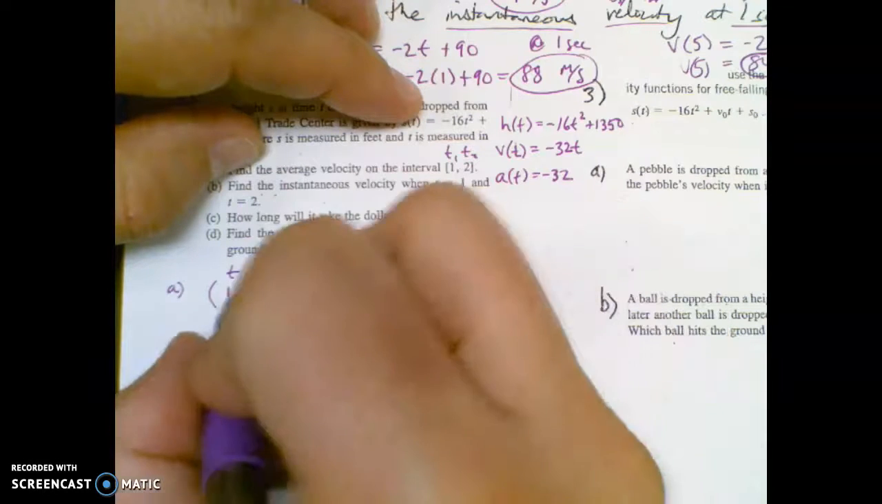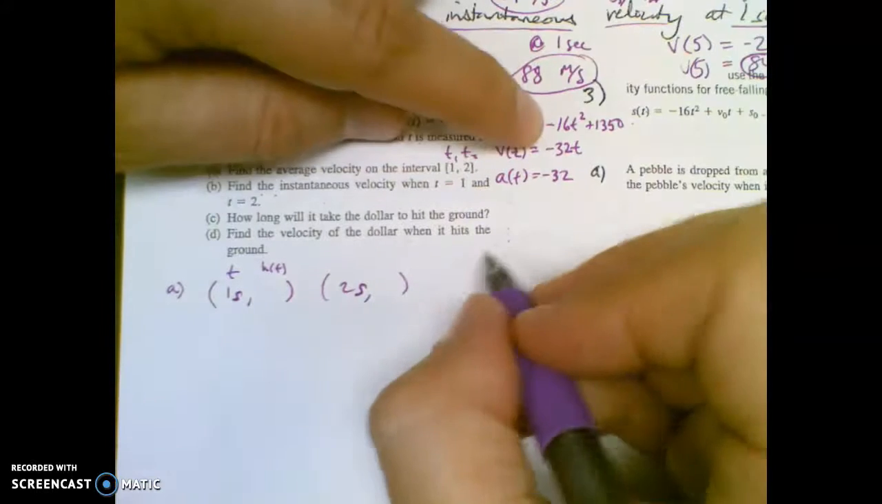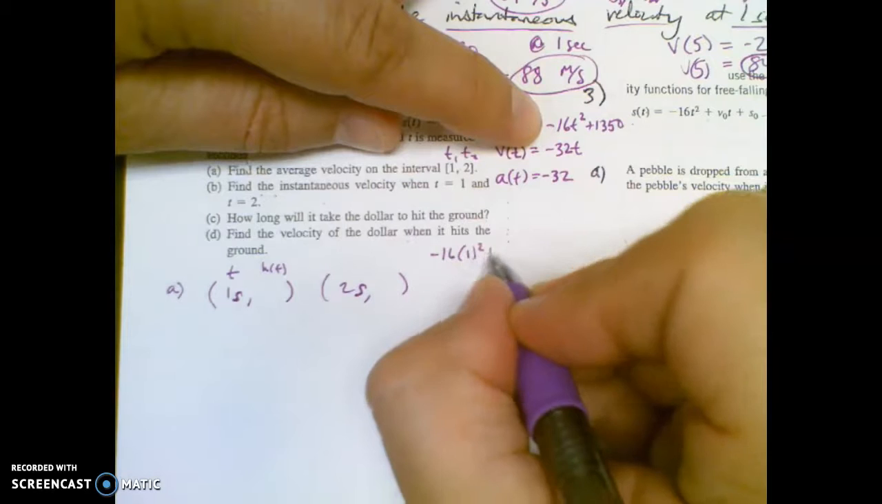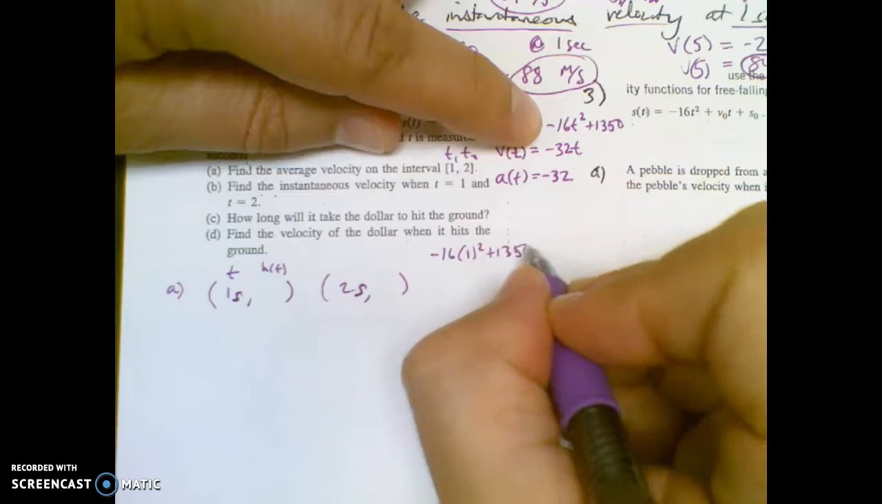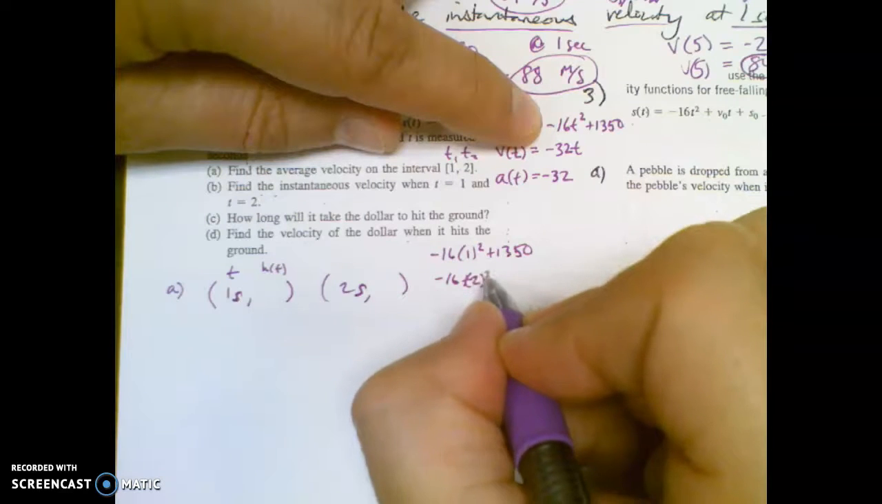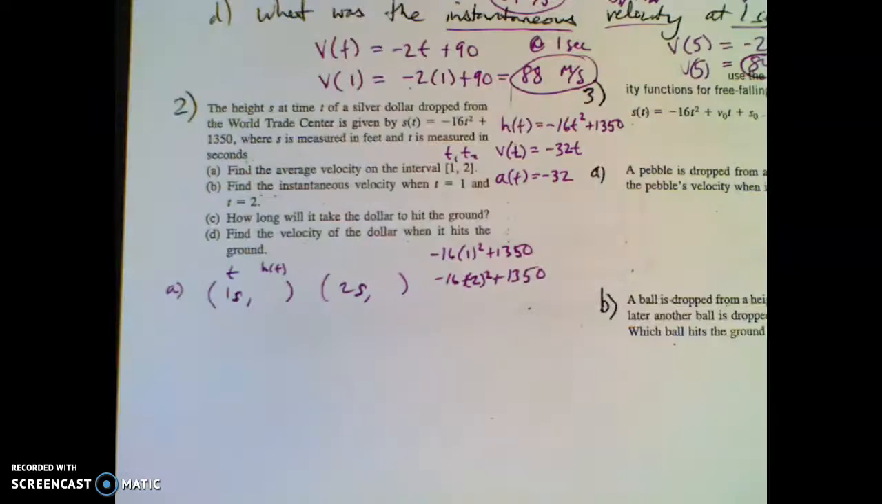It's not a 5, those are S's. What's my height? So you can find that by plugging in. Negative 16 times 1 squared plus 1350, and negative 16 times 2 squared plus 1350. All right, let me pause while I do that so I don't waste time.